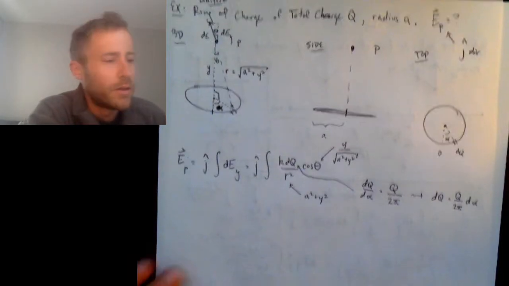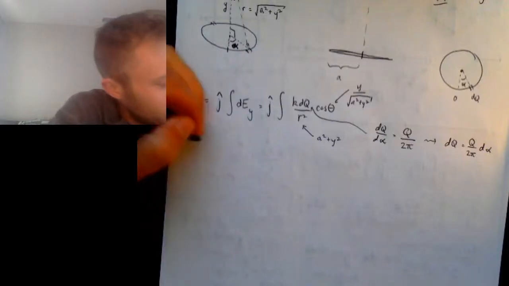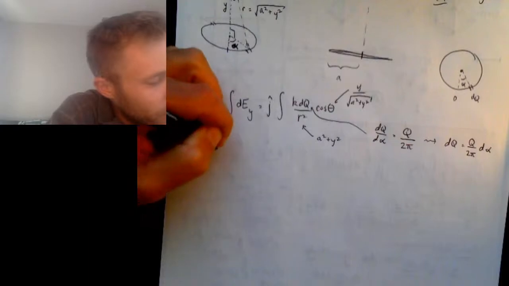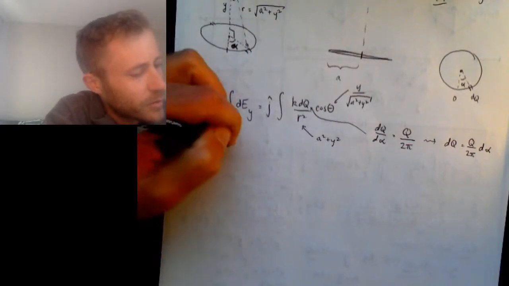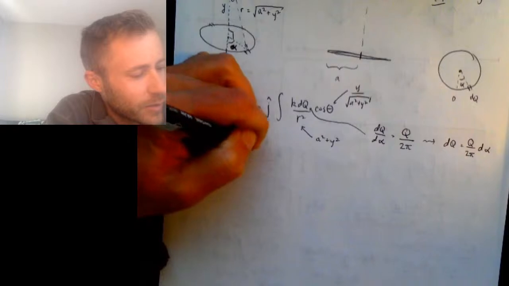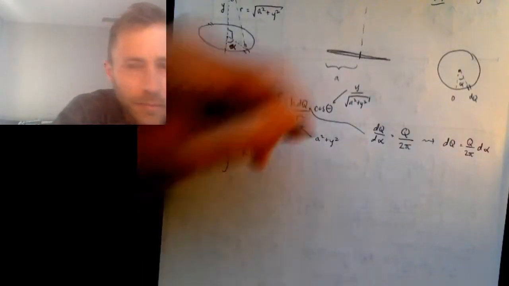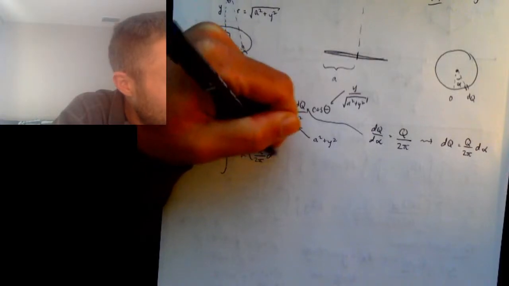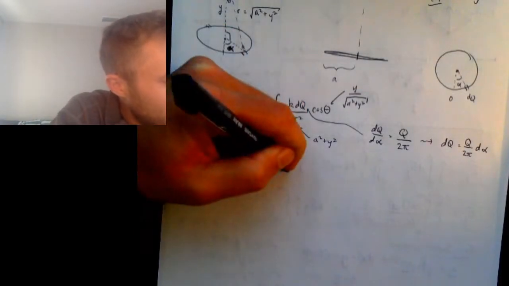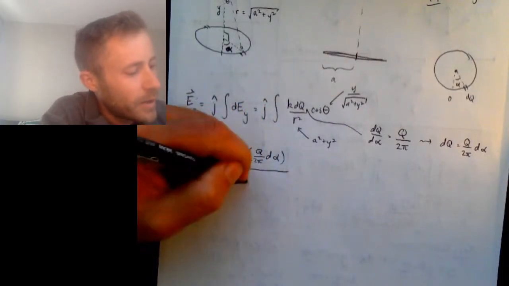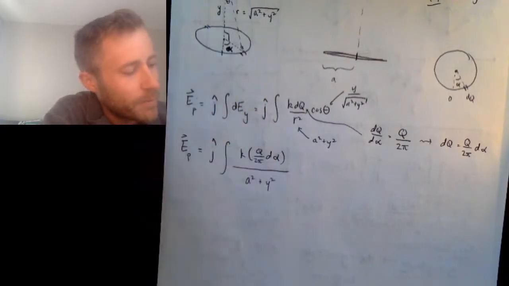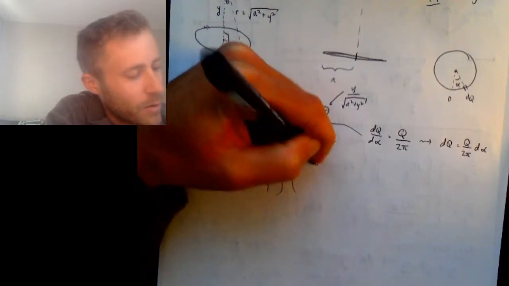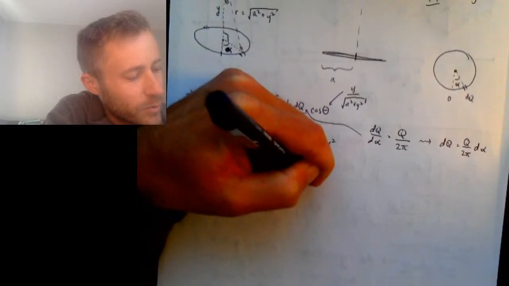All right? So now we're ready to plug in here. So we have the electric field at point P is j times the integral of k times Q over 2 pi times d alpha over a squared plus y squared times y over the square root of a squared plus y squared.